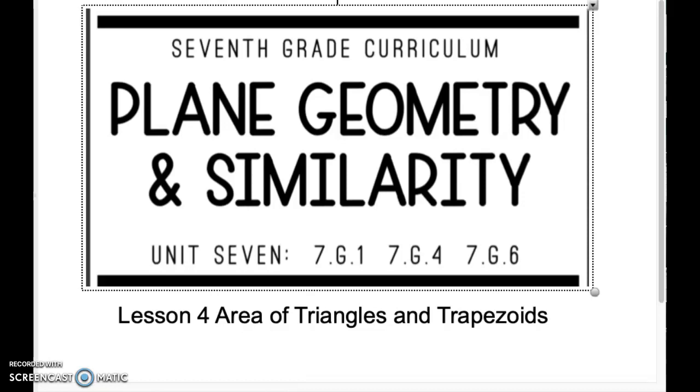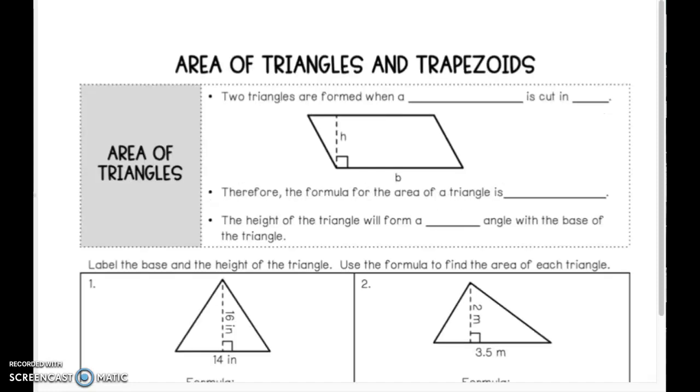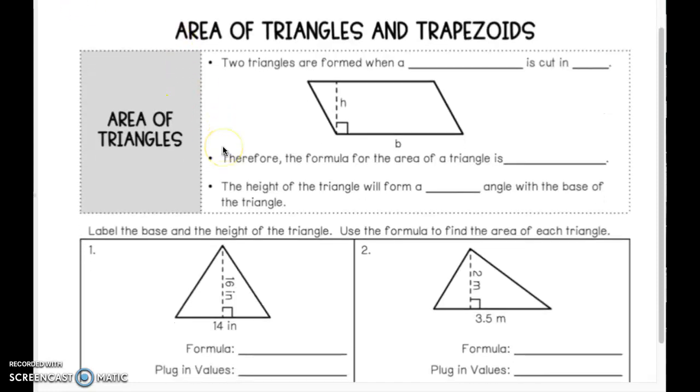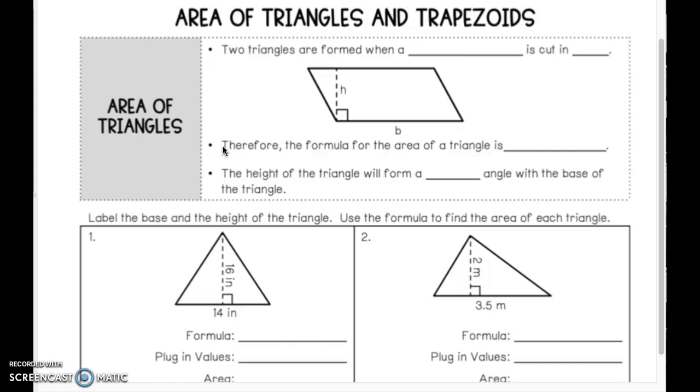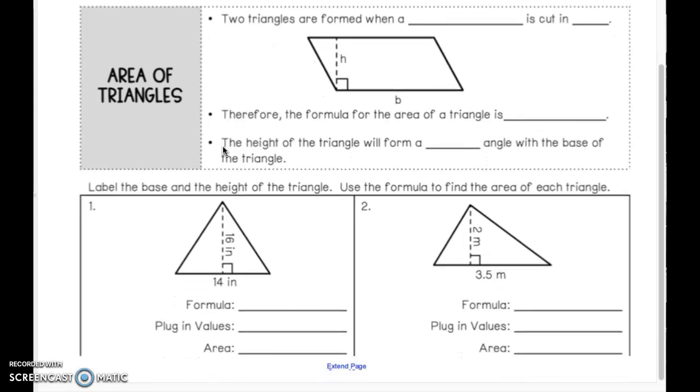This is a 7th grade lesson, Plane Geometry and Similarity. Lesson 4, Triangles and Trapezoids. Here we go. Let me pull this up a little bit so you can see that all. So today's lesson is triangles and trapezoids, the area of them. So far we've done circles, area, and circumference. We have also done rectangles and parallelograms, and today we're going to talk about triangles and trapezoids.